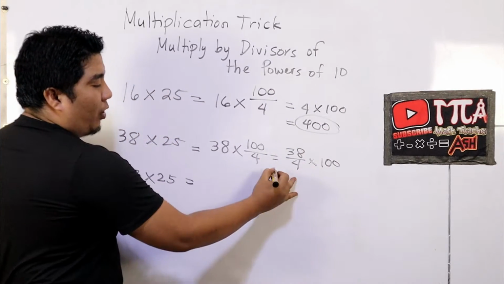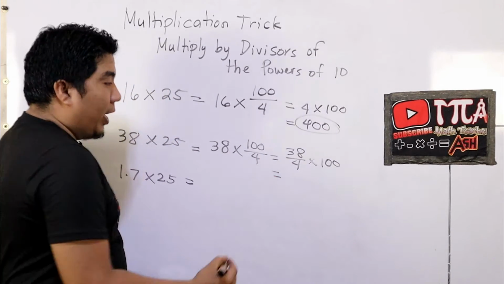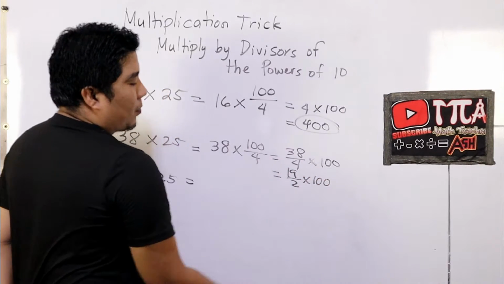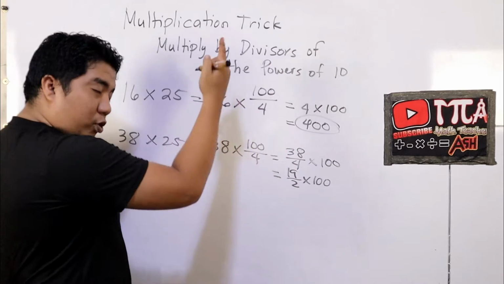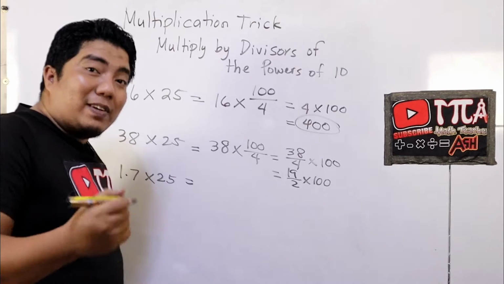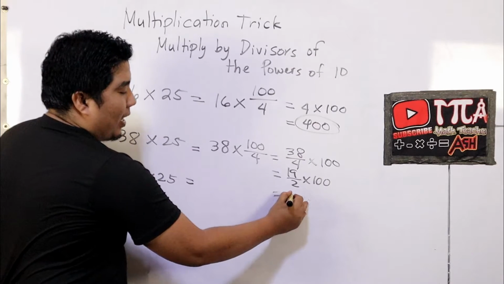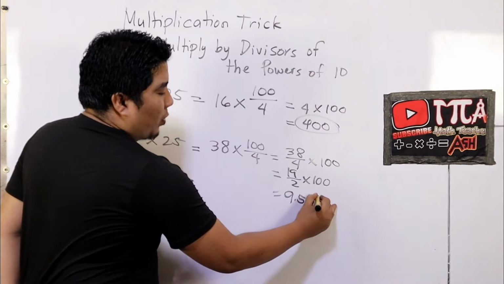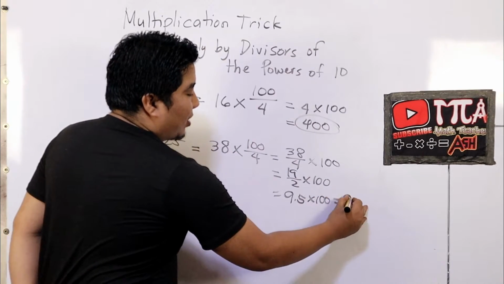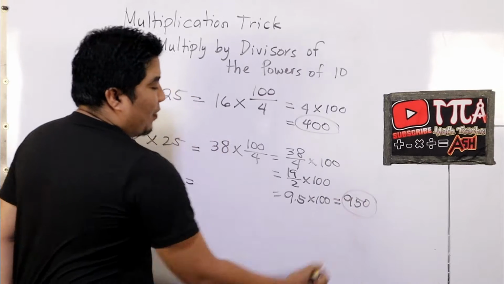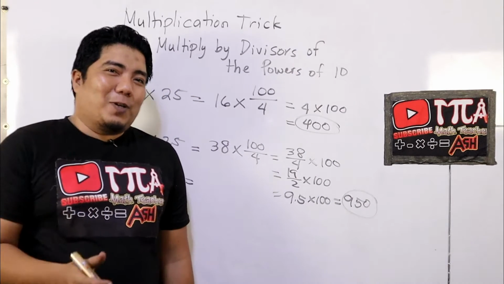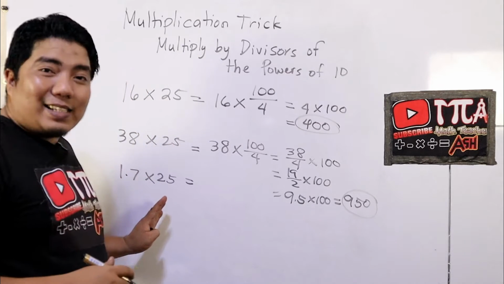Now, 38 over 4 can be lowest term into 19 over 2 times 100. You divide both numerator and denominator by 2. Now, 19 over 2, what is half of 19? And that is 9.5. So, 9.5 times 100, that would be very easy. And the final answer is 950. Easy, right? So, now let us go to our next example.